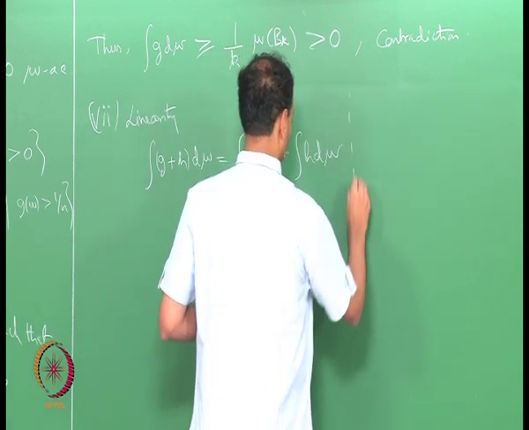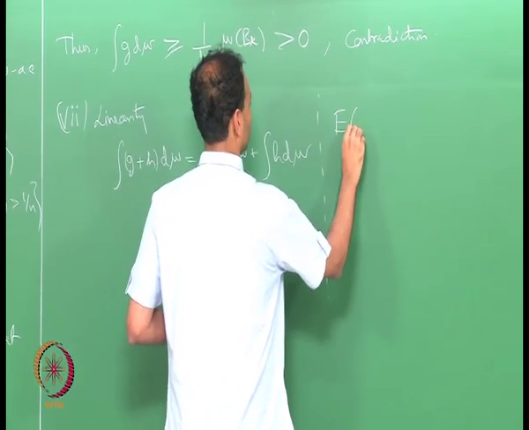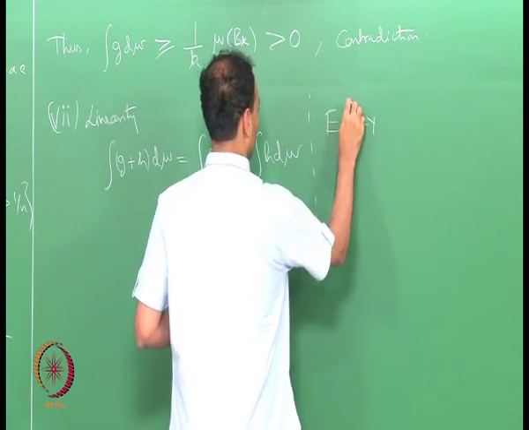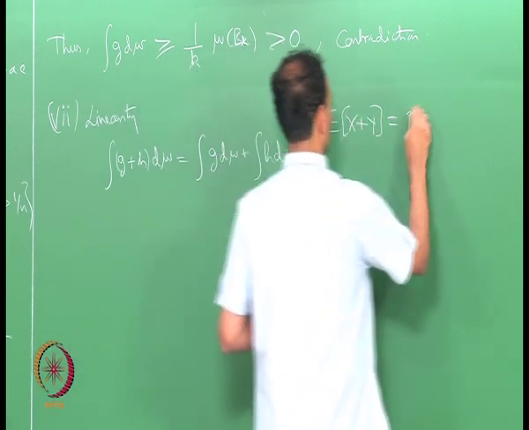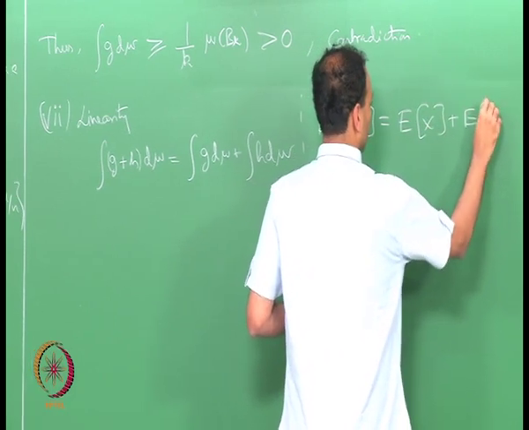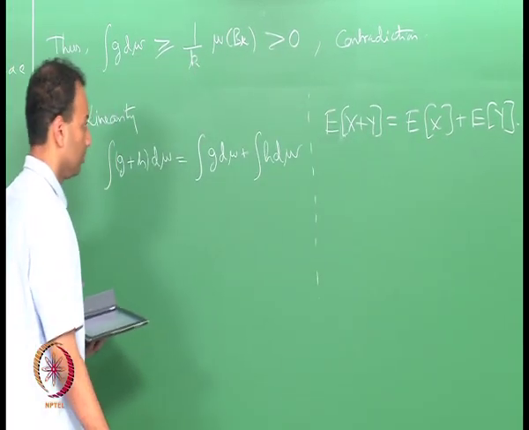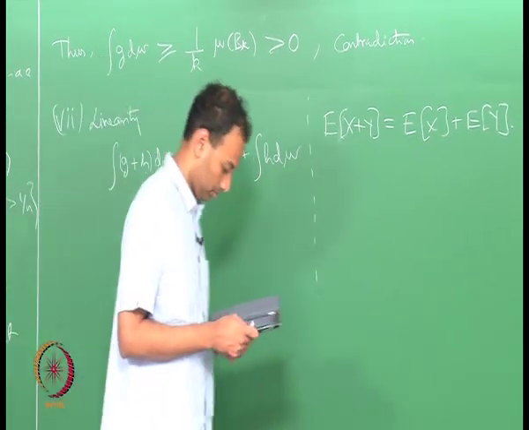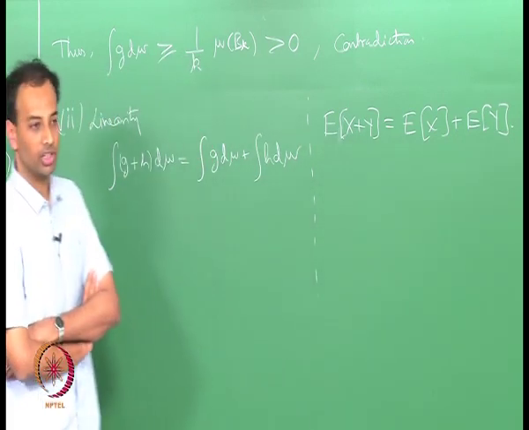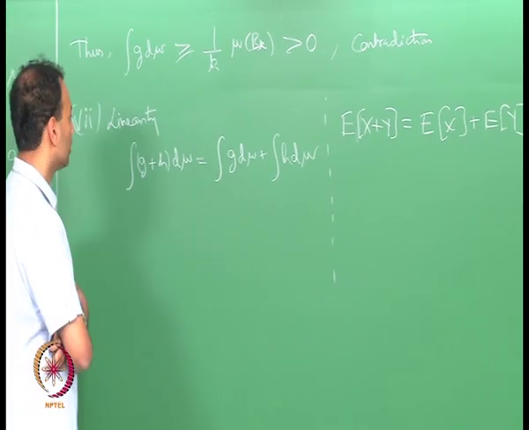If you want to state it for a random variable, what will it look like? Expectation of x plus y is equal to expectation of x plus expectation of y. This is always true. This is a very fundamental property. The integrals are linear operators on functions. Okay.